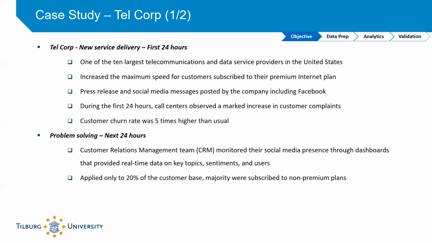In the next 24 hours, the customer relationship management team, or the CRM team, monitored the social media messages to figure out what was actually going on. Their analysis found that only 20% of the customer base was qualified for this promotional campaign, and the remaining 80% of people, who are subscribed to the non-premium plans, were quite disgruntled, to the extent of terminating their plans.